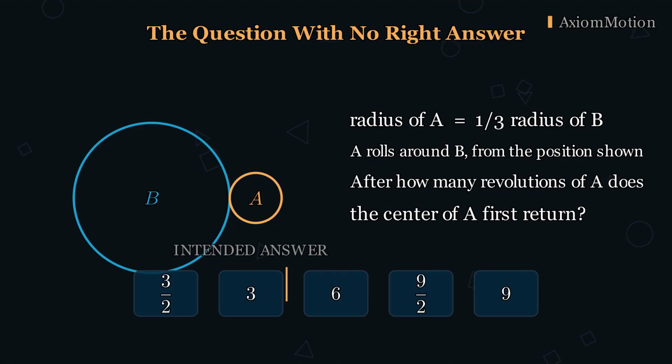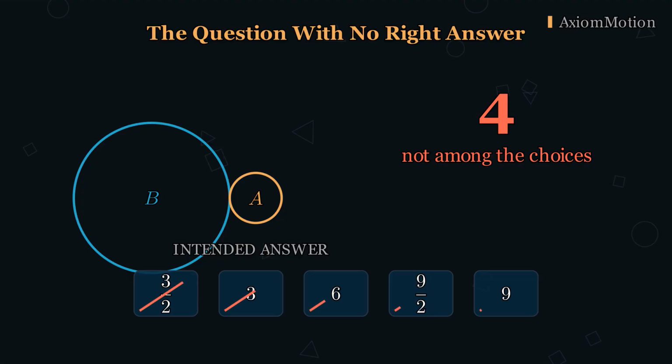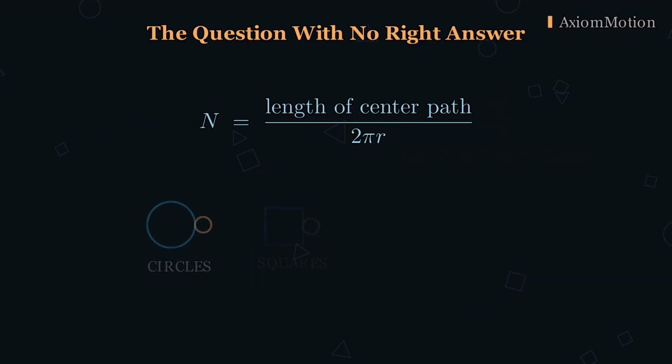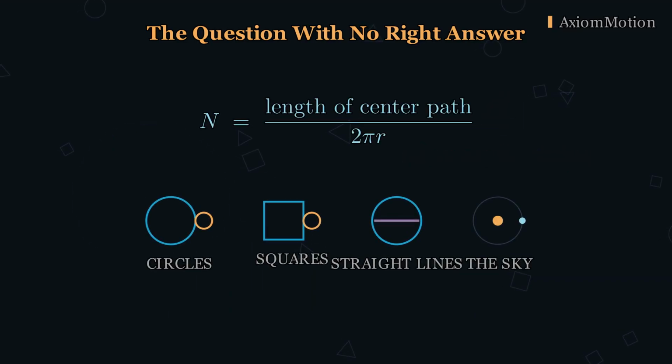The test writers intended the answer to be 3. It is not 3. The correct answer is 4. And 4 was not on the list. Every single answer choice was wrong. This is the story of the theorem hiding inside that mistake.